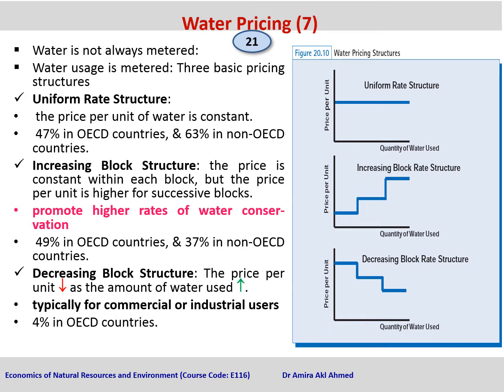There are three basic pricing structures for metered water, as illustrated in Figure 20.10. The first is the uniform rate structure, in which the price per unit of water is constant regardless of the amount of water used.